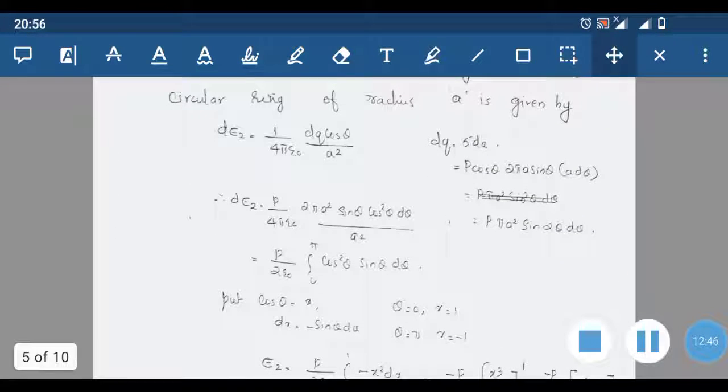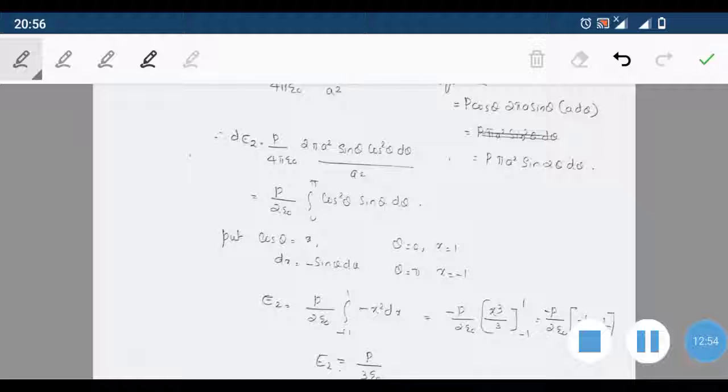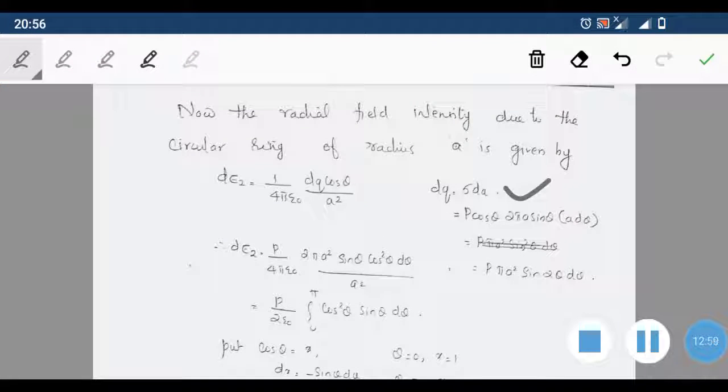Now substituting for different values, we have dq, we know it is equal to sigma into dA, that is a surface charge. Surface charge is equal to surface charge density into area. So this is equal to P cos theta into 2 pi a sin theta into dA is a d theta. So we can substitute the value, so we will get it as P into pi a square into 2 sin theta cos theta, we can take it as sin 2 theta d theta. So that is the value of dq here.